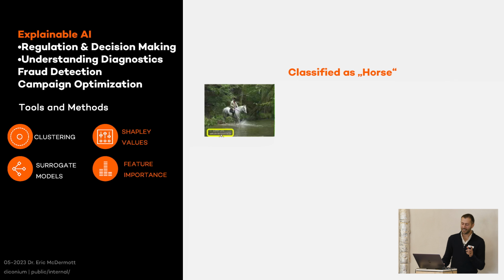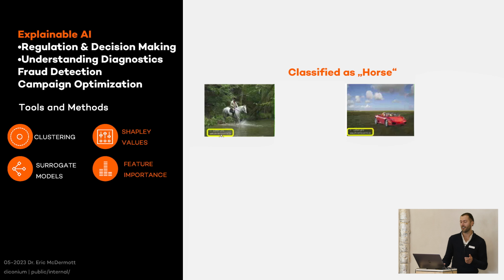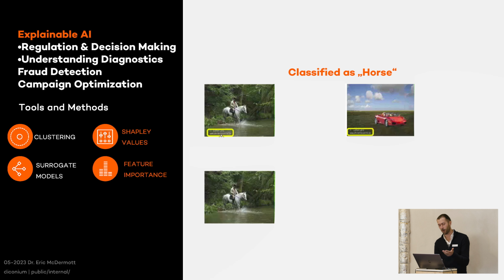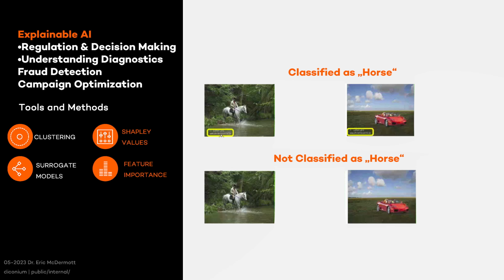But then if I would take this same watermark and I would put it on a synthetic image of a car in a field, it would also classify it as a horse. And we're thinking, well, that's not right. So what if we take this watermark off? Well, then it's not classified anymore as a horse. And indeed, this image is not classified as a horse either.